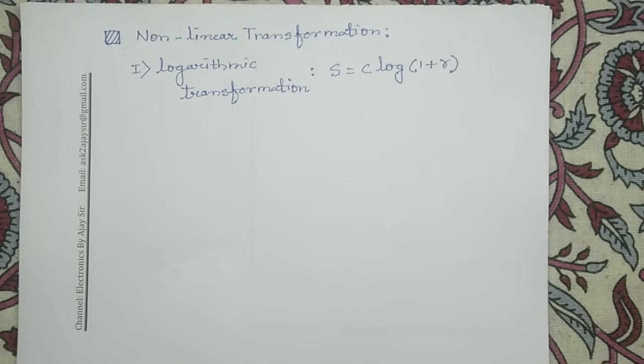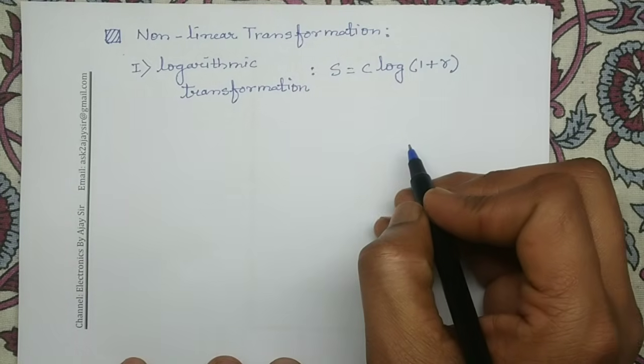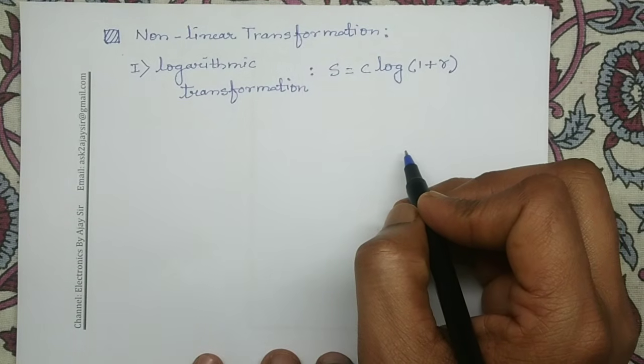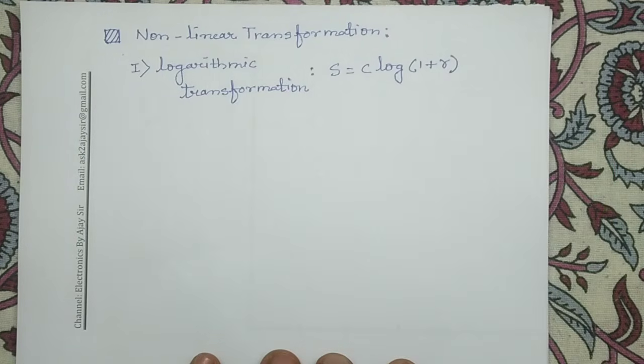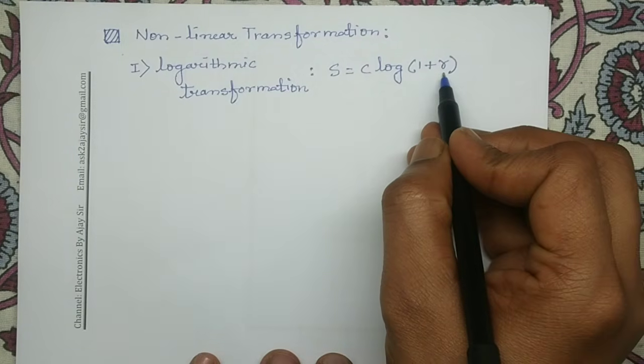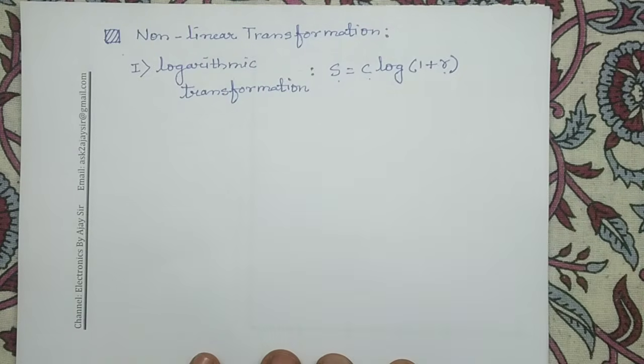Good morning, all. In continuation to our discussion on image enhancement, let us discuss nonlinear transformation. And today we will discuss logarithmic transformation. The general mathematical equation for logarithmic transformation is S equals C log(1 plus R), where R is my input intensity level, S is my output intensity level, and C is a constant.